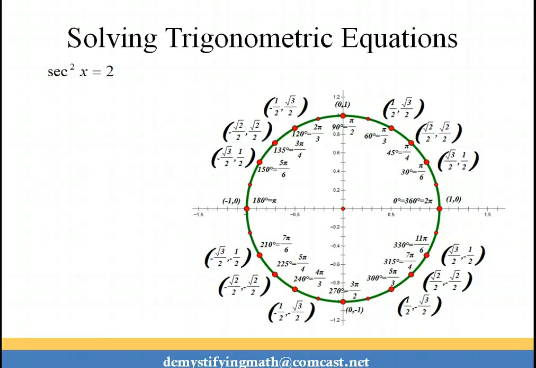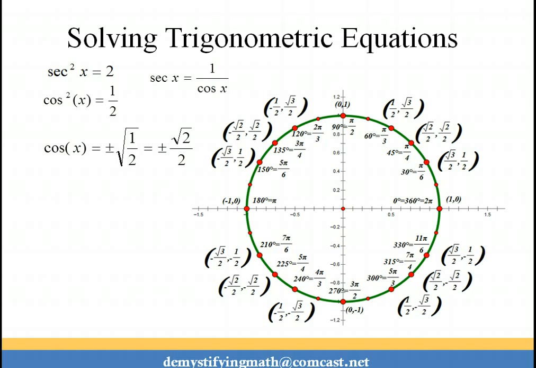For our last problem, we're going to solve for the secant squared of x equal 2. Now, you can think about it this way. The secant is equal to the reciprocal of the cosine. So if we take the reciprocal of both sides of the equation, we get cosine squared x equals 1/2. Then we can take the square root of both sides and get the cosine of x is equal to plus or minus the square root of 1/2, or rationalized as plus or minus the square root of 2 over 2.